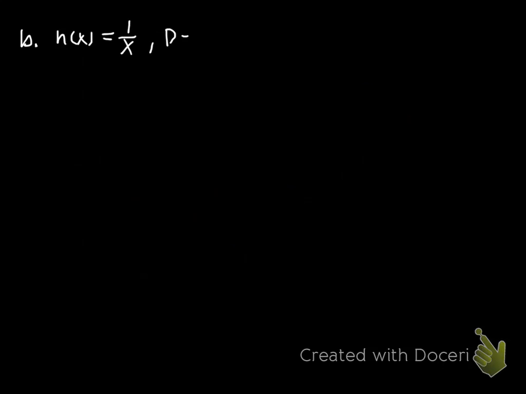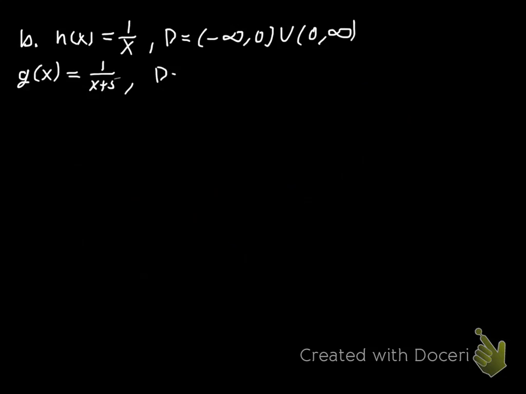Okay, so I have two more. A problem like this I like to put on the test. So we're going to look at the reciprocal function, and then we're going to look at a shift of the reciprocal function shifted left 5 units. Okay, so both of these have denominators, so the x can't be 0, so we get negative infinity to 0, union 0 to infinity, and then the x plus 5 can't be 0, so x can't equal negative 5, so we get negative infinity to negative 5, union negative 5 to infinity.